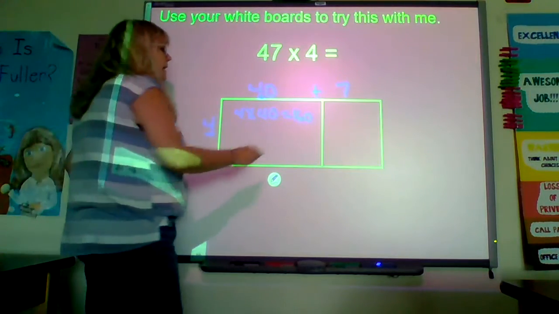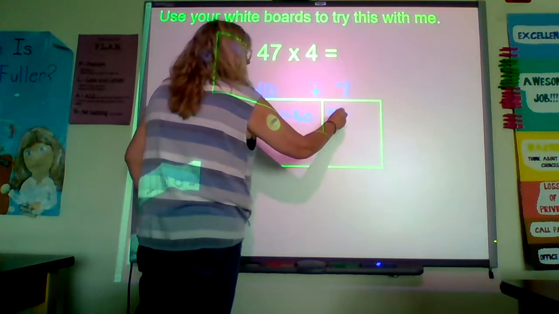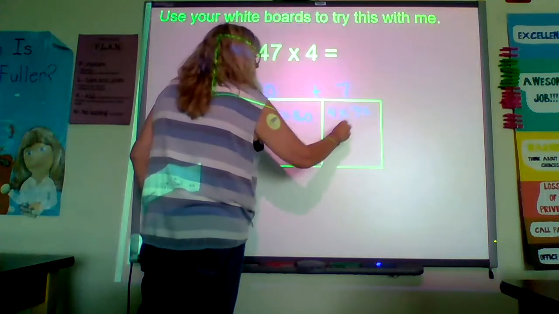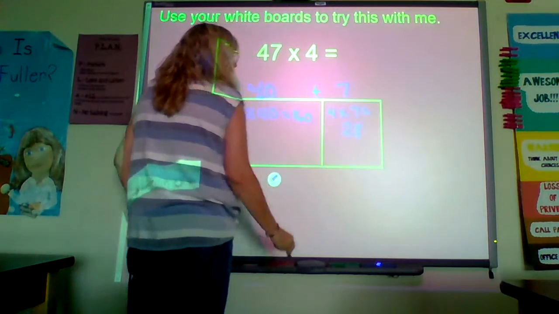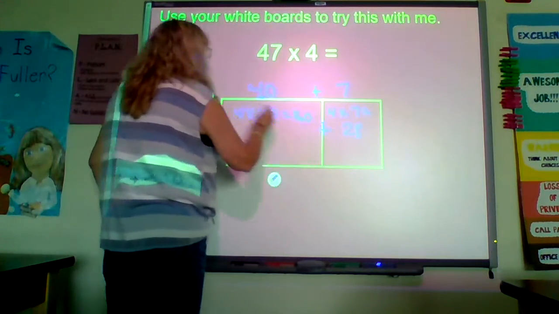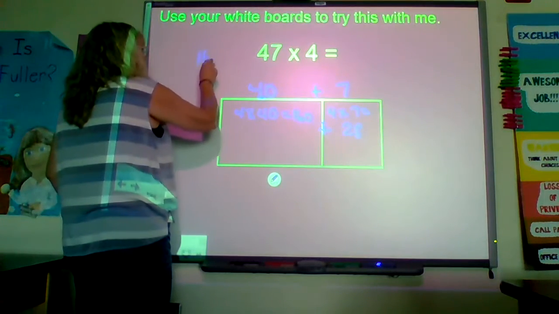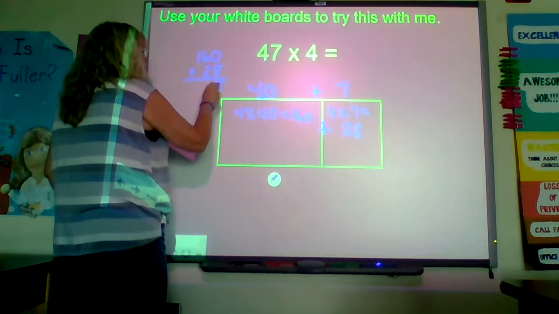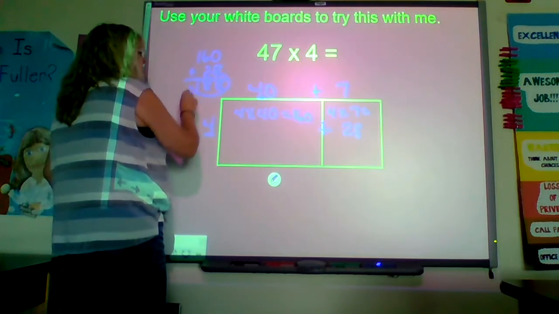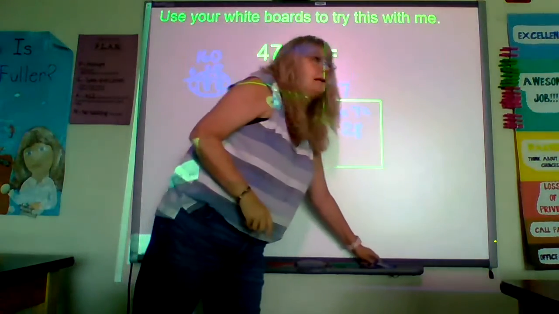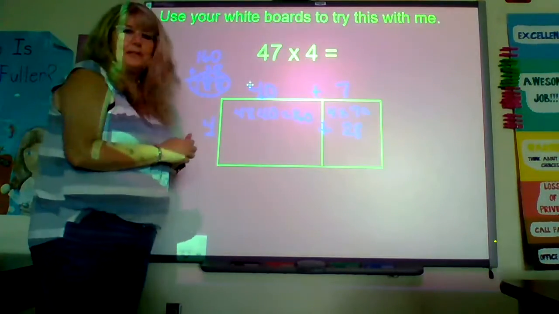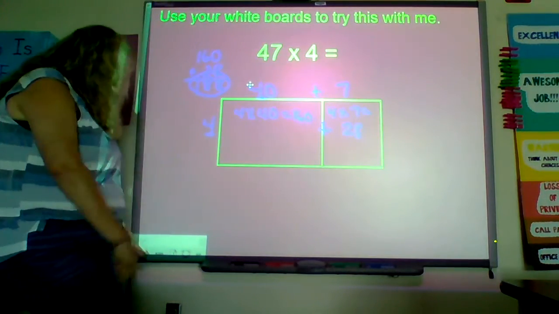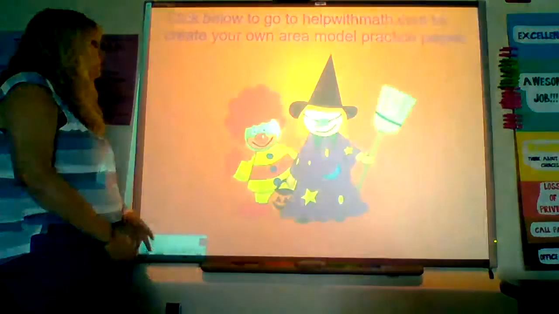We're going to multiply 4 times 7, which is 28, and now we're going to add 160 plus 28, and our answer to the partial products is 188. Let's see if we have another one. I think we have a couple more.